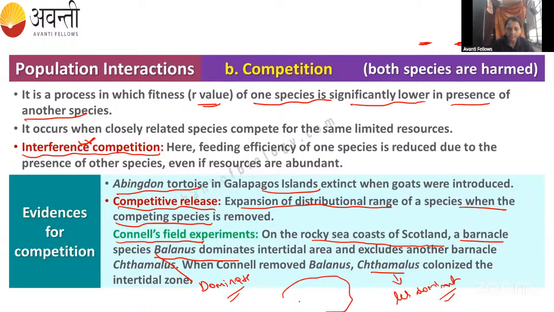This is the area. When the dominant one is there, Chthamalus takes only this place. It grows only in this place, and Balanus grows in the rest. What we did in the Connell field experiment is we removed all the Balanus from this area. When we removed all the Balanus, Chthamalus started to colonize the whole region. From here to here, the whole region was colonized by Chthamalus, the less dominant one. That is competitive release: expansion of the distributional range of a species when the competing species is removed. Remember that.